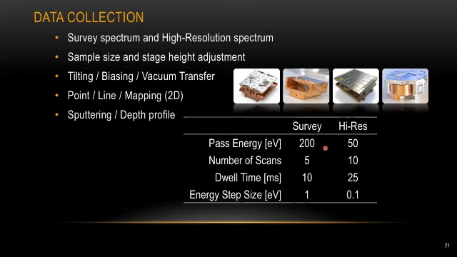So for the XPS machine, the raw data you're going to receive is either the survey spectrum or the high resolution spectrum. Those are the only two types of data you're going to receive from the XPS machine. Any quantification information, any image information is all some kind of post data processing. So the raw data is just either survey scan or high resolution scan.